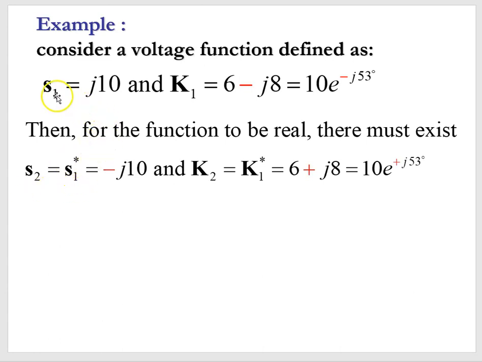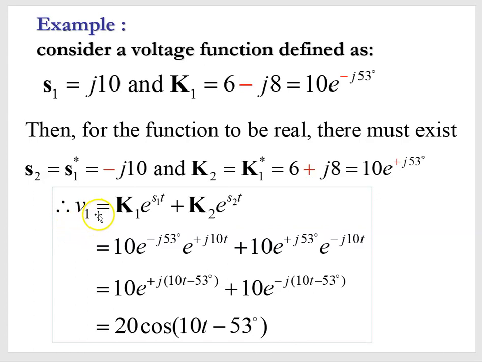Well, if we have one complex frequency that has an imaginary part, then we have another complex frequency that is its complex conjugate. And for that function then to be real, it must be true that the complex conjugate also exists for the complex constant. So our 6 minus j8 of K1, K2 becomes 6 plus j8. Or our 10 e to the negative j53 degrees becomes 10 e to the positive j53 degrees. The angles negate each other for the complex conjugate, or the imaginary parts negate each other. So we have these two complex frequencies and two complex constants associated with them.